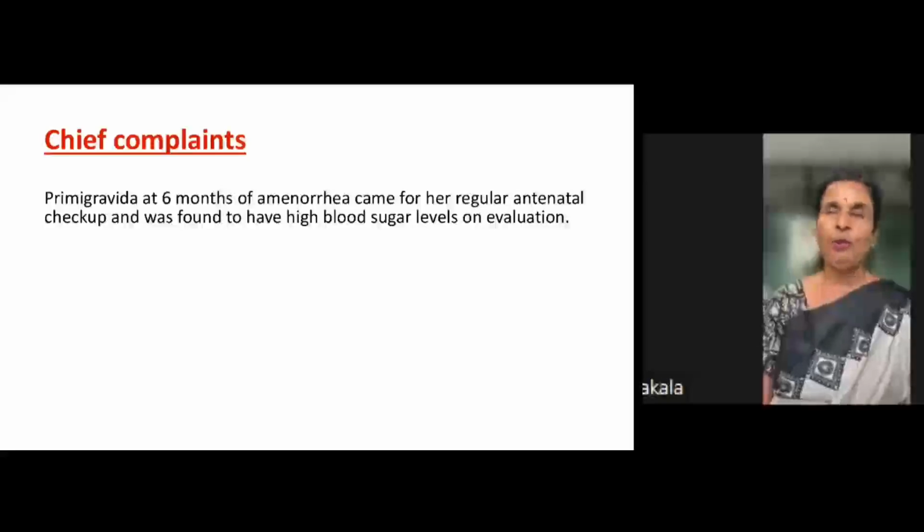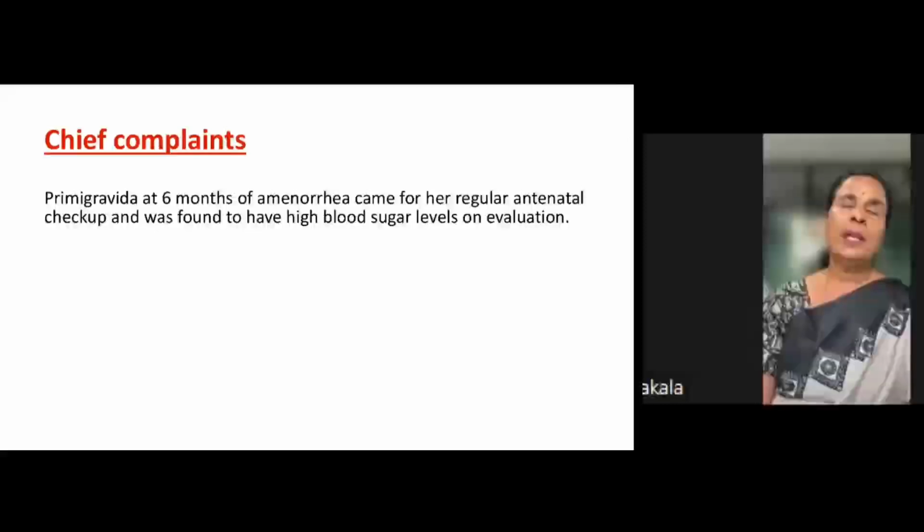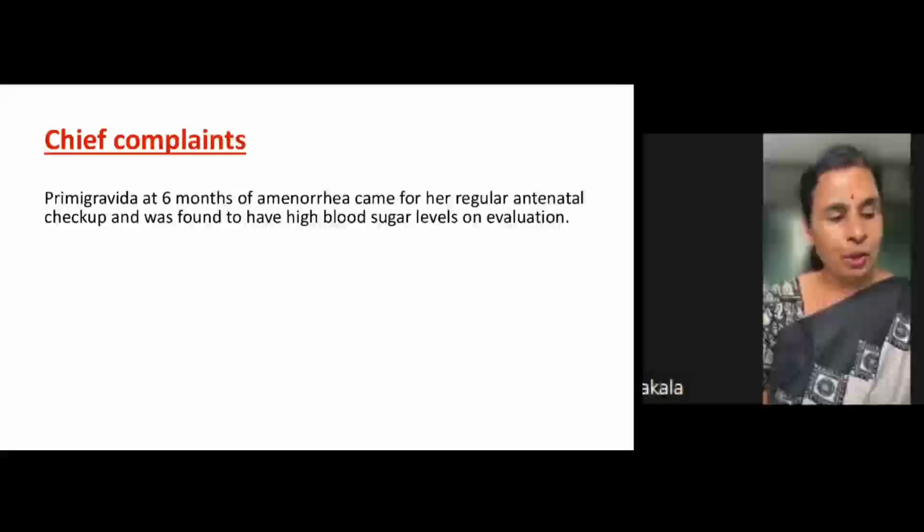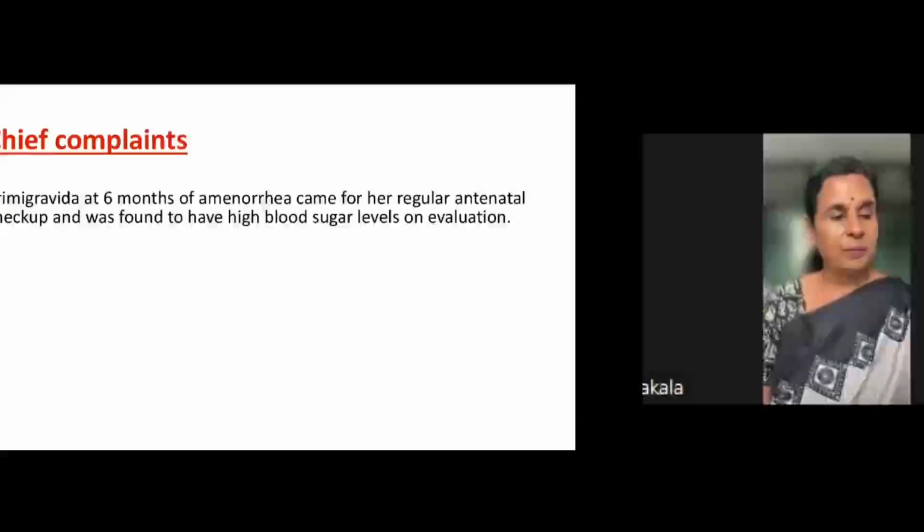So what we follow in the screening test is DIPSI, the Government of India module, or the FOGSI module with 75 grams of glucose in the first trimester. Okay, go on, continue with your presentation.